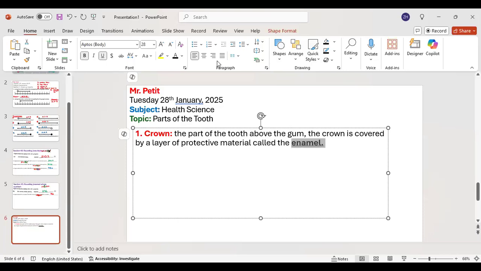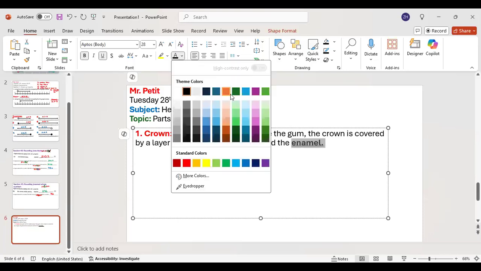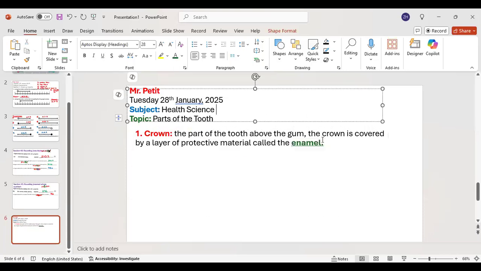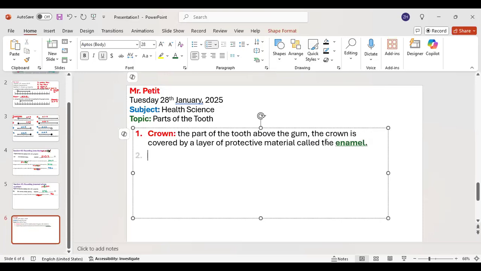So what protects the crown? Enamel. The enamel, very good. Not only Jerusalem I'm talking to, the rest of you, what protects the crown? The enamel. Enamel. The enamel, very good. Let me show you a picture of the parts of the tooth.